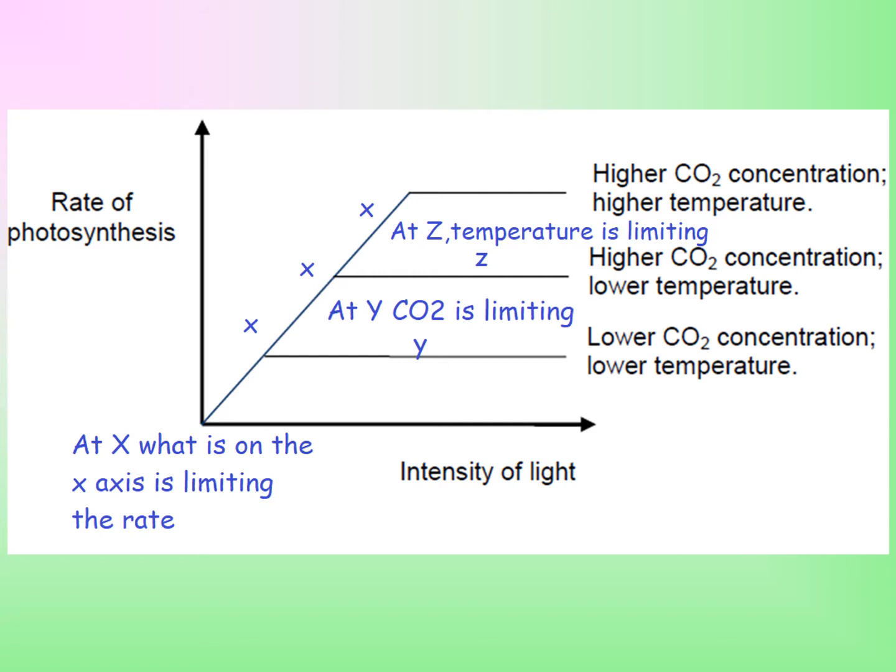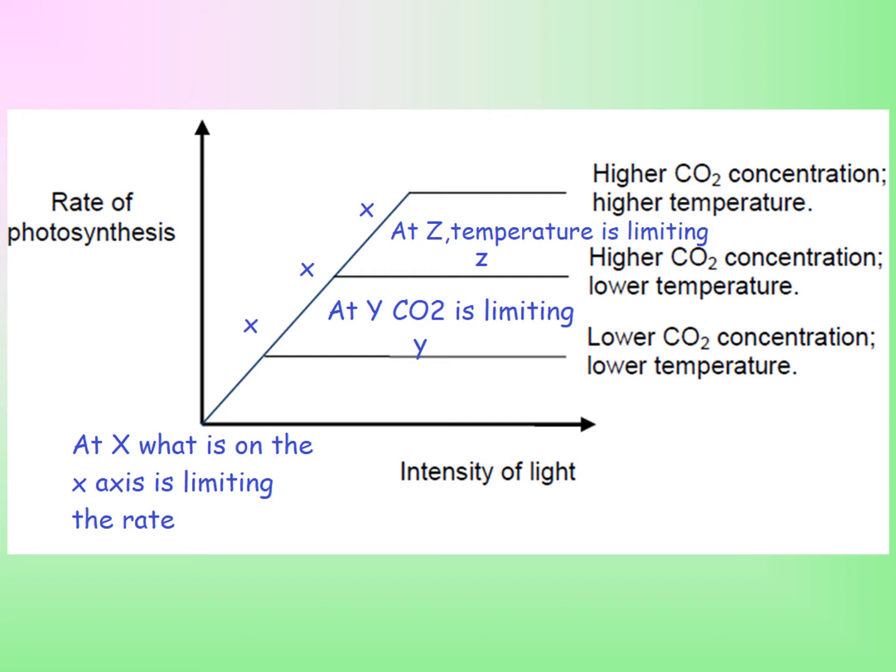So could it be CO2 concentration that's holding us back at Y? So the rule is, if you're on the level, you look to the level above and spot the difference, and the difference is increasing the rate of photosynthesis. So my answer to that would be CO2 concentration is limiting the rate of photosynthesis at Y.